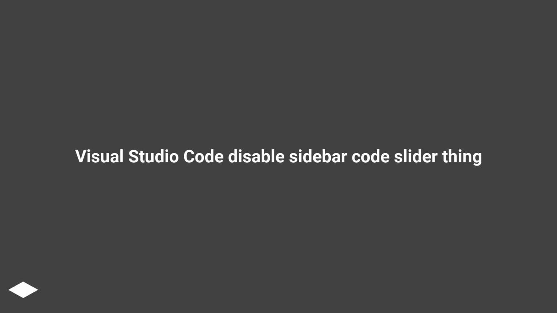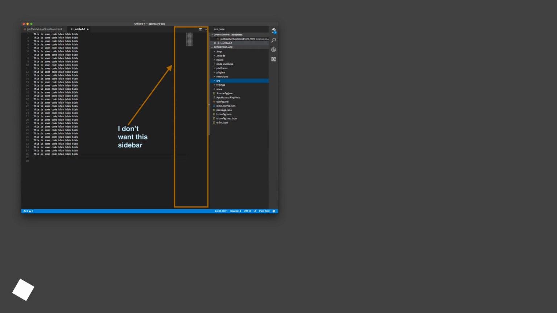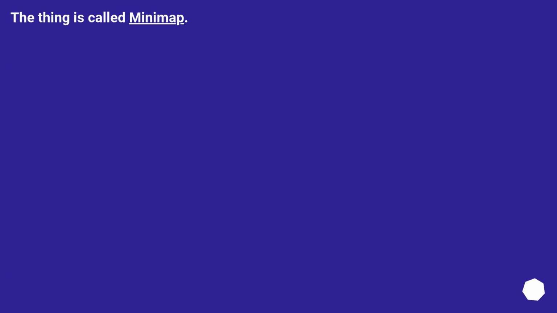Visual Studio Code: disable the sidebar code slider thing. How do I get rid of the sidebar thing below? The thing is called the minimap.